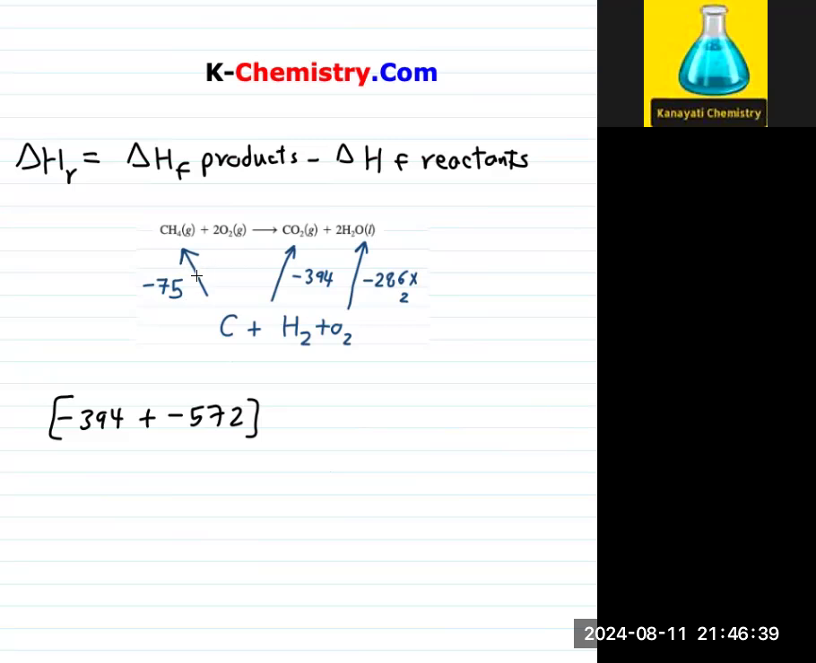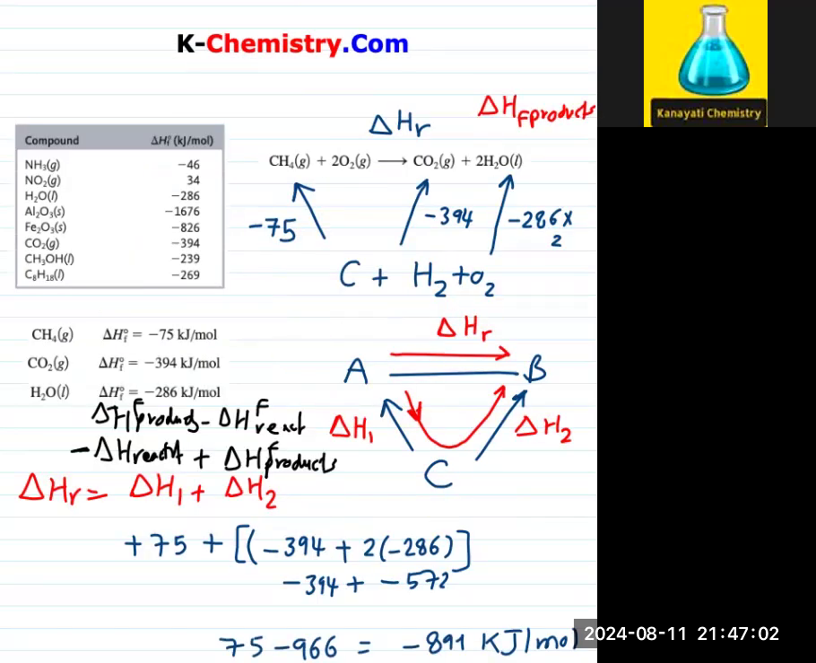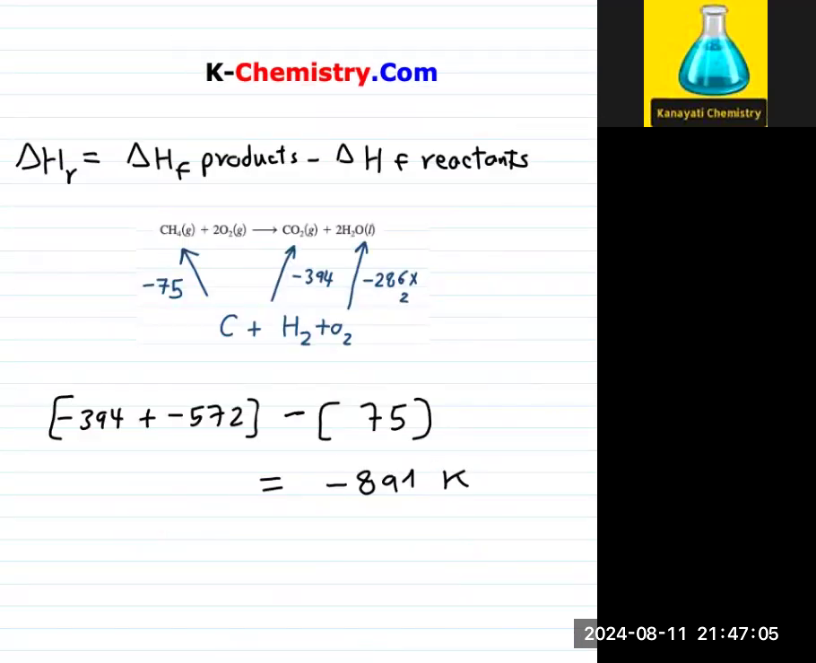And this all was added to the opposite of this one, because this value we have to reverse it. So it was not negative 75, it's actually added to plus minus 75, which means that it was subtracted from the reactants. So instead of saying plus minus, we can say that we actually subtracted 75. And then, of course, the value will be the same, which is minus 891 kilojoules per mole. You can do this to find the delta HR of any reaction without having to do the Hess cycle every time for the reaction.